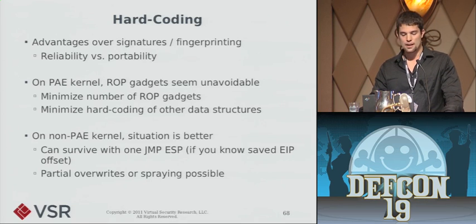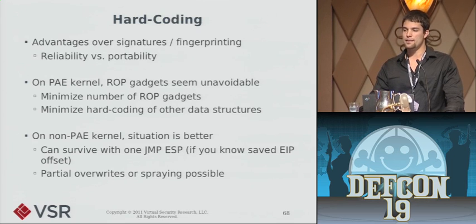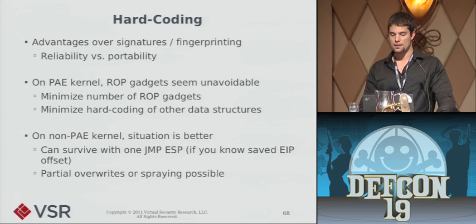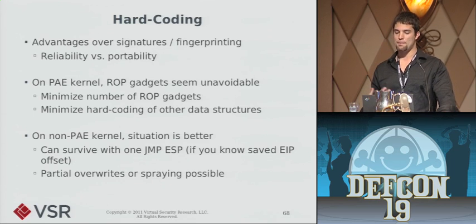On a physical address extension kernel like the one I targeted, it seems mostly unavoidable that you have to use ROP. So the goals here are really to just minimize the number of ROP gadgets that you use and minimize the amount of hard coding of other data structures that you have to do. If you're running a non-PAE kernel, the situation is much better. You can actually just get by with a single known instruction, like a jump ESP instruction, for example, because you can jump right into the stack because it's executable.